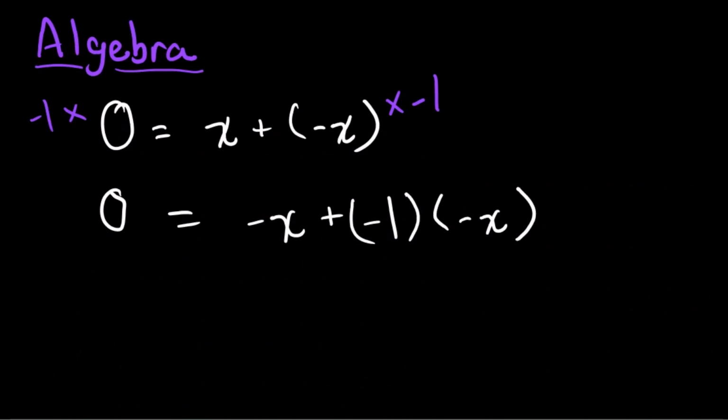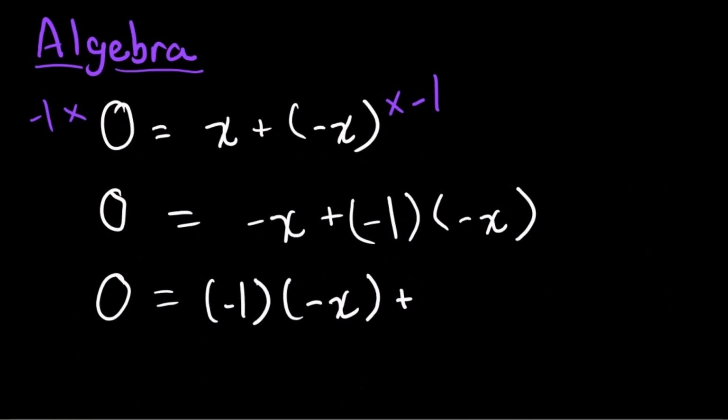Now let's rearrange this equation to make it more clear. So let's write 0 equals negative 1 times negative x plus negative x. Now do you see something here? These two have to multiply to give x. Otherwise, this equation is not true.